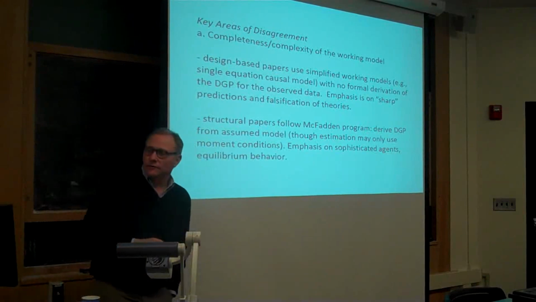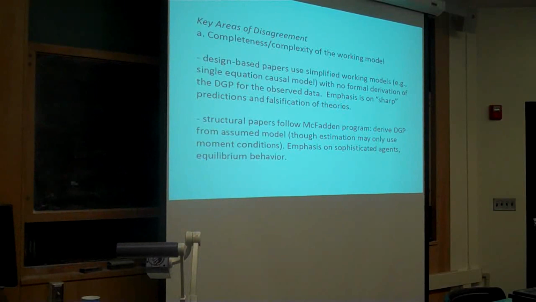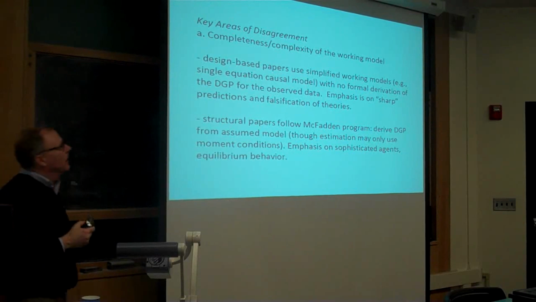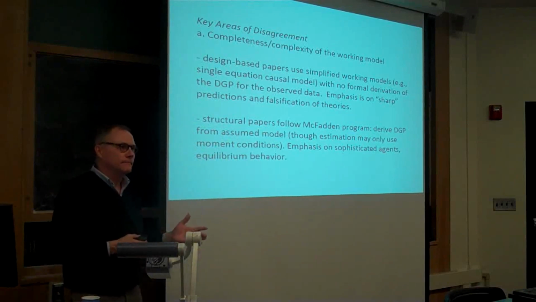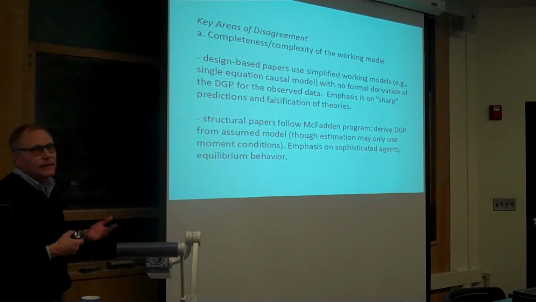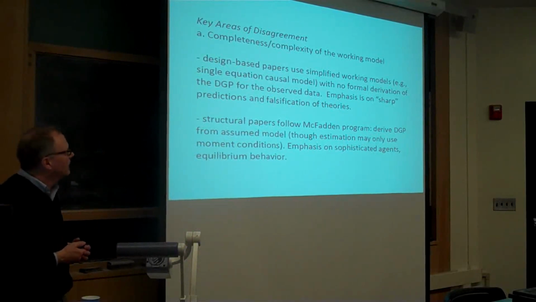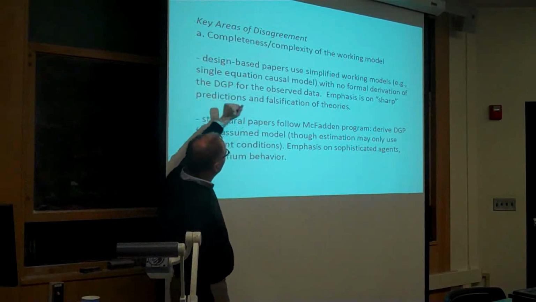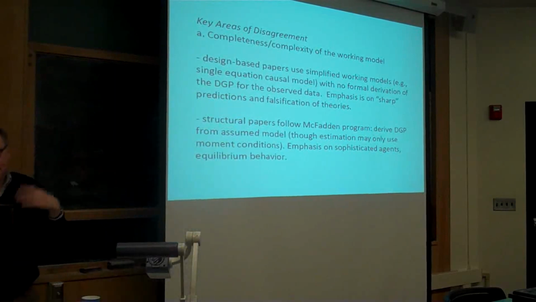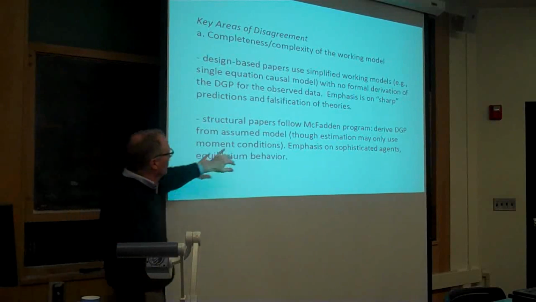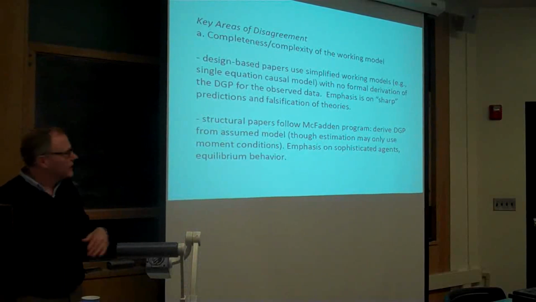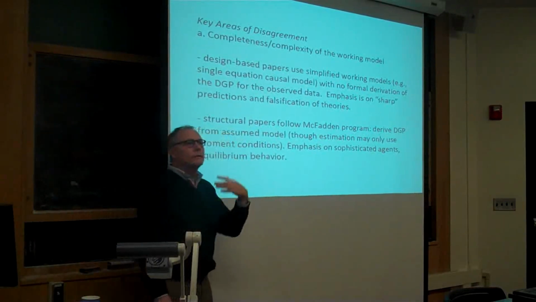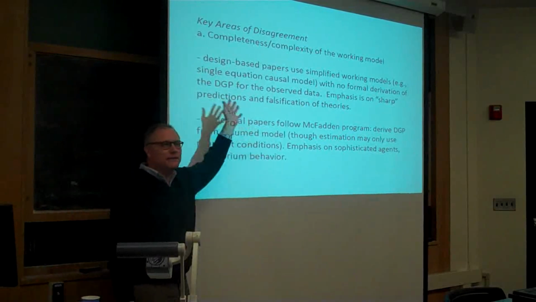So, what are the areas of disagreement in the structural and reduced form, or I call it model-based and design-based approaches? I would say number one probably is what's a good enough model? Is your model complete, complex enough to really be representative and interesting or not? Design-based papers are often using very simple models, no formal derivation of the DGP. The emphasis is on these predictions and falsification. The structural papers are going to follow the McFadden idea. They're going to derive a DGP, write down a DGP. They're going to emphasize sophisticated agents, equilibrium behavior, and so on. So this is almost a philosophically different view of the world.